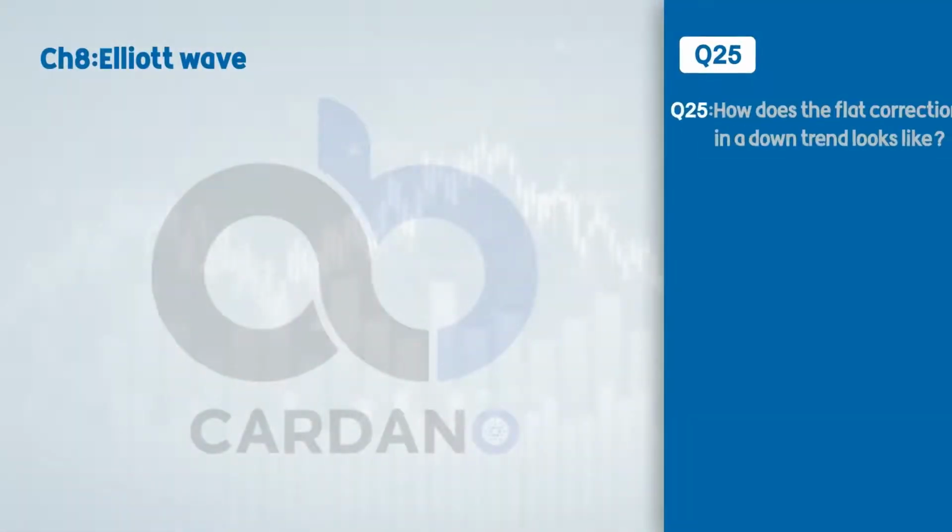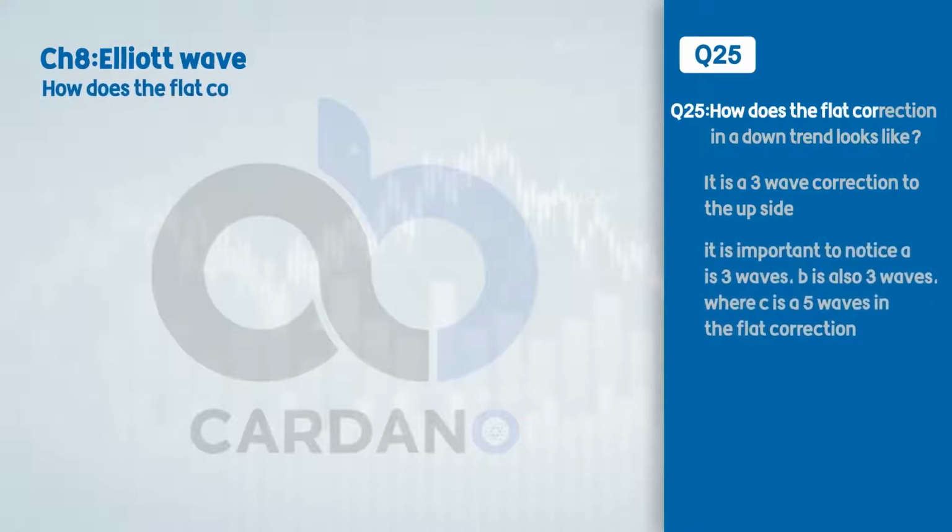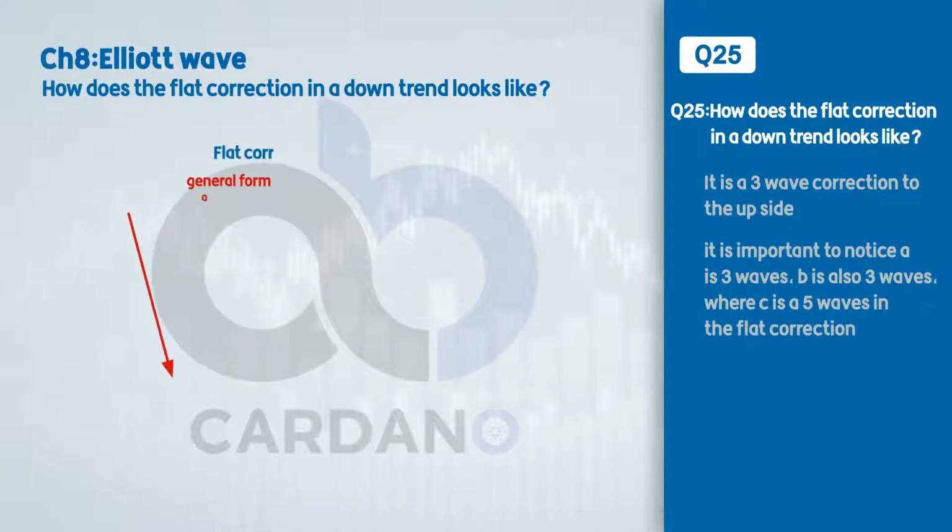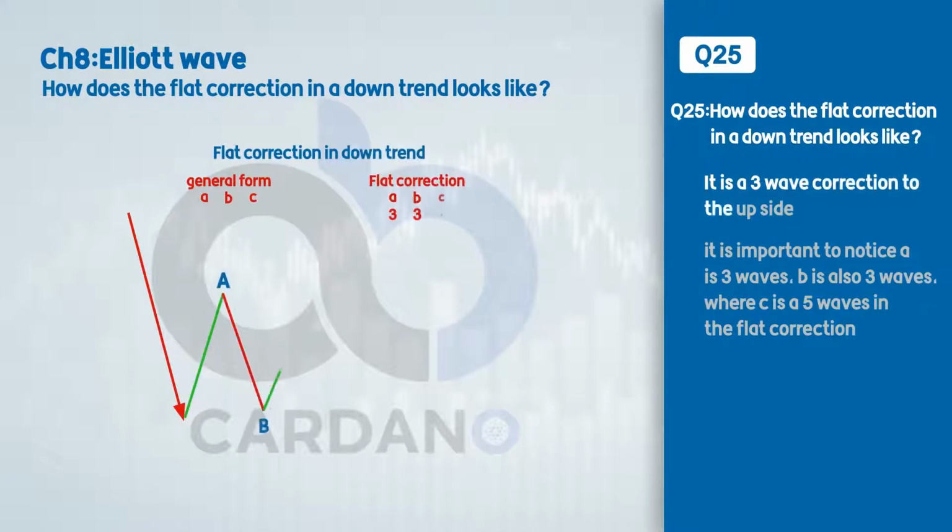Question number 25. How does the flat correction in a downtrend look like? The answer is, it is a three-wave correction to the upside. It is important to notice A is 3 waves, and B is also 3 waves, where C is 5 waves in the flat correction.